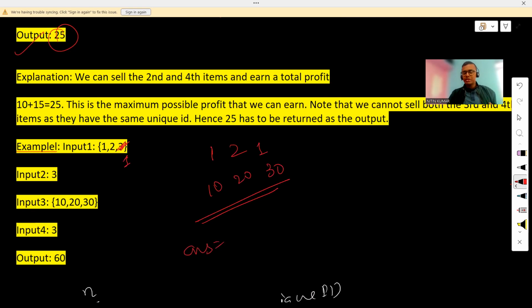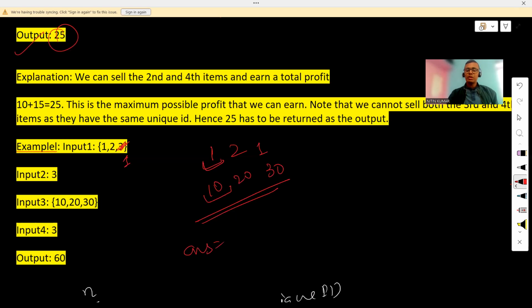So the answer will be initially assigned to 0. And now we are going to see the first unique ID, which is 1, and the value corresponding to this one is 10. We have to check whether the next item is consecutive to it or not. If it is consecutive, then we have to follow the rule that only one of all the consecutive unique IDs, the one which has the maximum value, is to be sold.